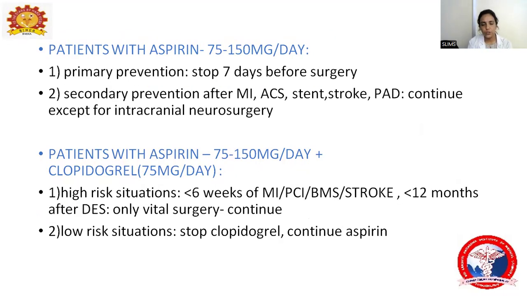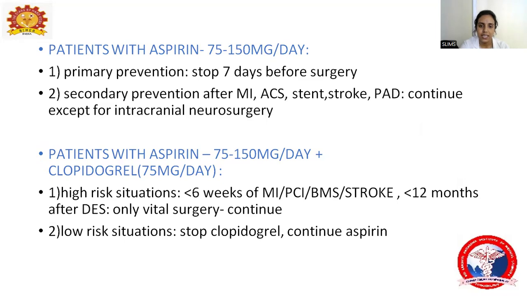Coming to a patient who is taking aspirin, which is 75 to 150 mg per day. If the patient is taking aspirin as primary prevention, you have to stop the drug about 7 days before a surgery. If it is for secondary prevention, that is after a myocardial infarction, ACS, stent, stroke, or PAD, then you have to continue, except for intracranial neurosurgery.